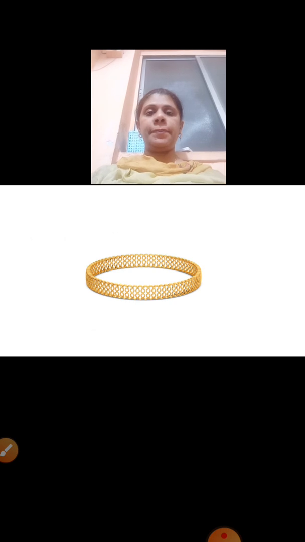Very good. Now, what did the teacher tell you? A circle has no edges and no corners. See the bangle. Can you see any edges and can you see any corner? No, it is in round shape. Okay. So, a circle has no edges and no corners.